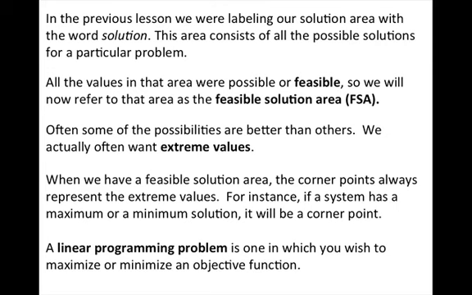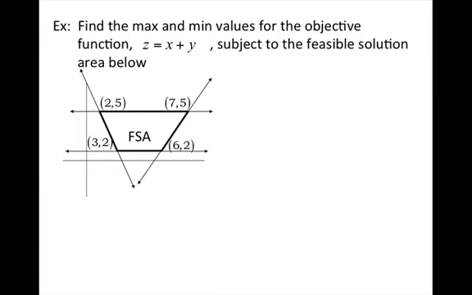There'll be some examples where we're talking about cost and we want to find the minimum cost. So we want to minimize our cost. That would be a minimize problem. And when we're looking for these solutions, we have several possible solutions, but the values that give us the maximum and the minimum will be our corner points. Let's look at this example.